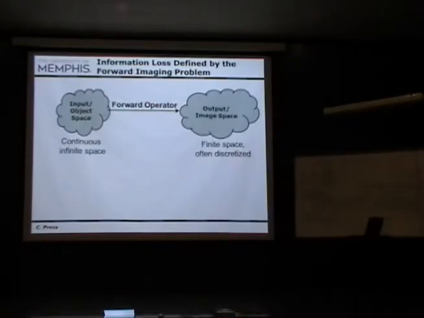the forward operator, this forward model, takes us from a continuous infinite space, right, the physical world, or from our input, or you can call it object space, to the output or image space that clearly is a finite space, right, and often discretized. So the example of taking an image with a charge-coupled device or CCD camera will give you a digital image that has a finite number of pixels, right? So that's what we mean by that.